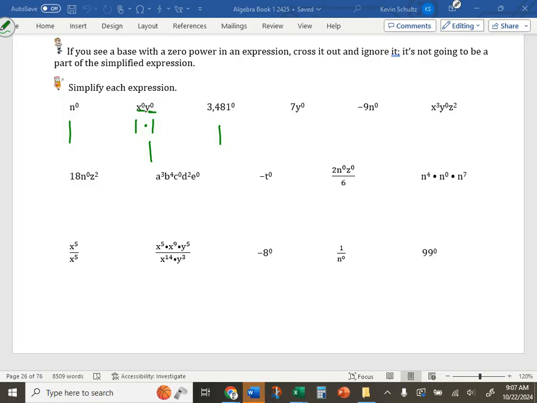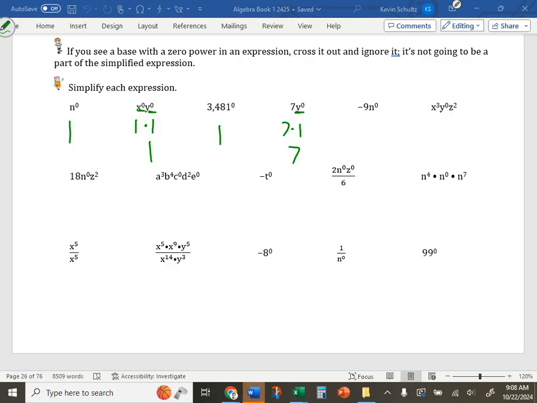Is everything just 1? That was perfectly timed because the next one is not. What is the next one? 7. This y to the 0 equals 1, but the coefficient isn't affected by the power, so this is really saying 7 times 1, which equals 7. This is 1 still. Okay? How about the next one?